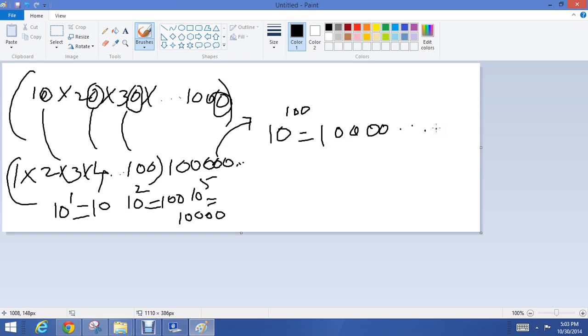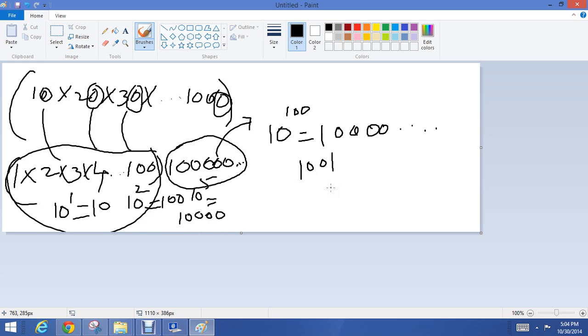Okay, so now we have settled this part. Now we know that there are 100 zeros in this part. Now we have to multiply this whole term and find out how many additional zeros are going to come. So what's the method to find out the number of zeros in a factorial? So this is nothing but 100 factorial, which is 1 into 2 into 3 into 4 into till 100.